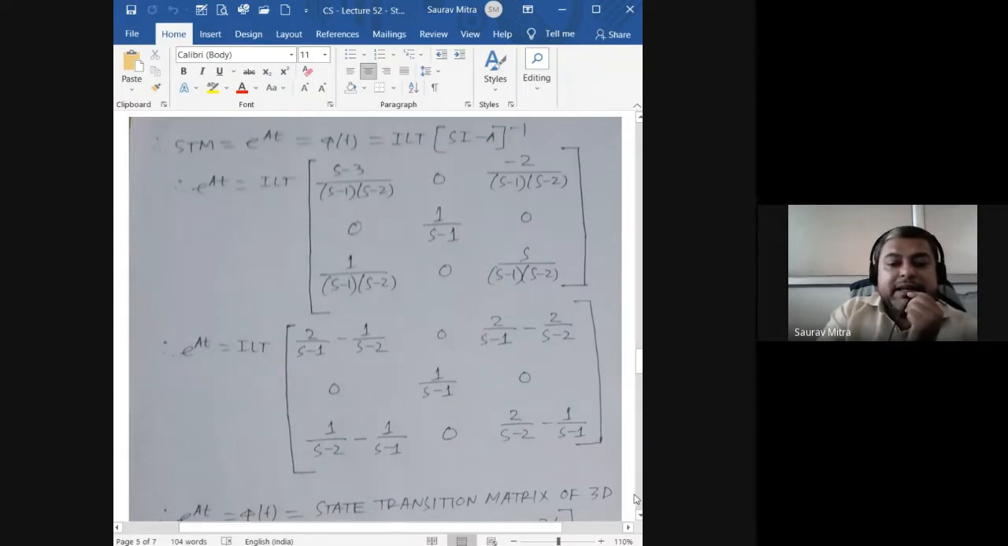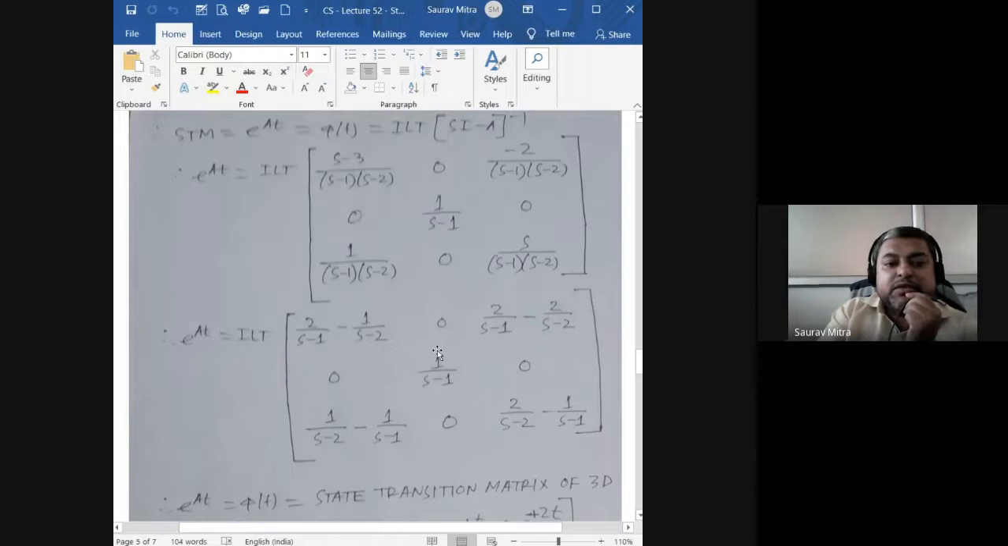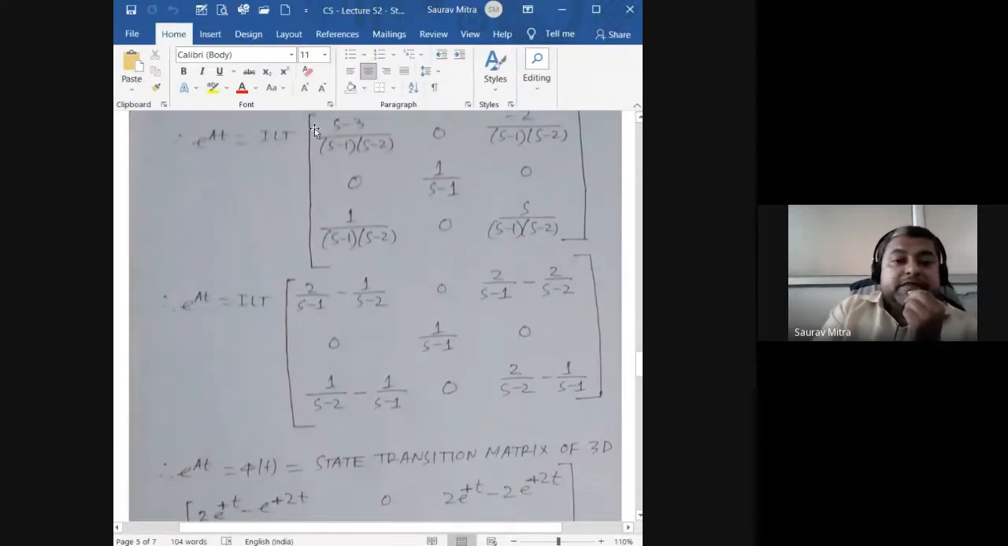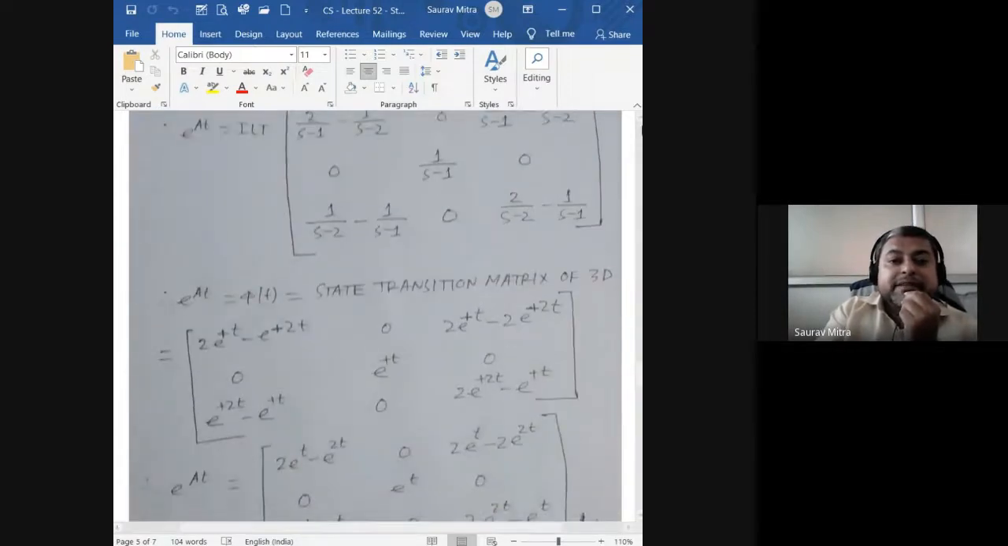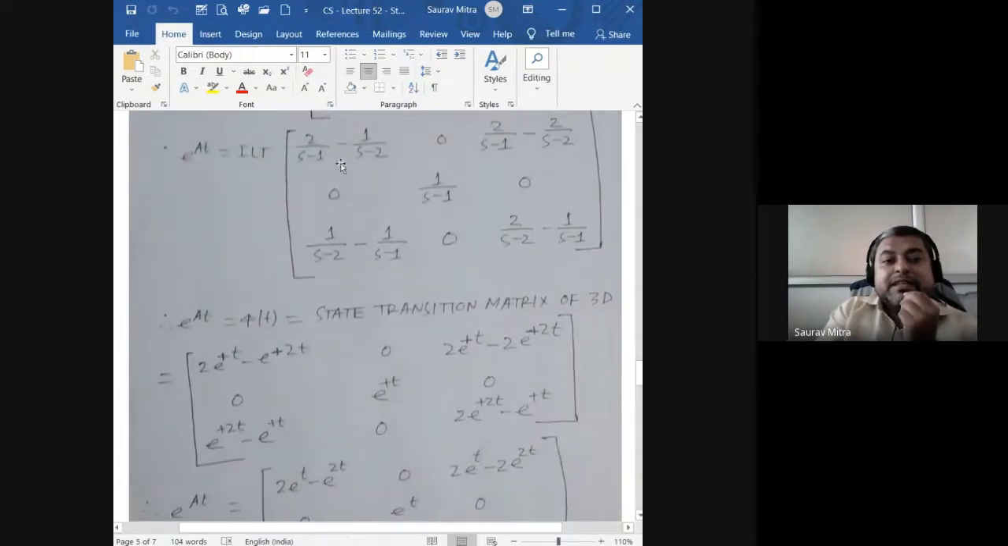Before taking the inverse Laplace transform, you have to do the partial fraction, and you should be a master in partial fraction to do well in this kind of mathematical subject. Either you say control systems or signals and systems, you should be a master of partial fraction. And then I'm finding s minus 3 actually as 2 by (s minus 1) minus 1 by (s minus 2) and all those things. Be very careful about the negative signs in all these cases. Finally, find the inverse Laplace of that.